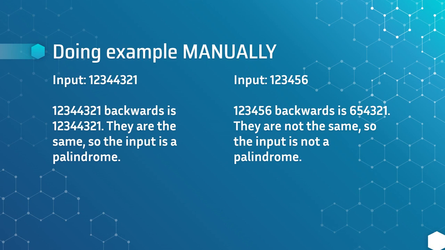Alright, so here's how you would do it manually. You would first read the input, reverse the input, and compare. If they were the same, it's a palindrome. Otherwise, it's not. So 1, 2, 3, 4, 4, 3, 2, 1 backwards is still 1, 2, 3, 4, 4, 3, 2, 1. So the input is a palindrome. However, 1, 2, 3, 4, 5, 6 backward is 6, 5, 4, 3, 2, 1, and they are not the same. So the input is not a palindrome. So after doing this, your initial thought might be to reverse the input and then compare when you're coding the problem. However, we'll find that there's a better way to do it.